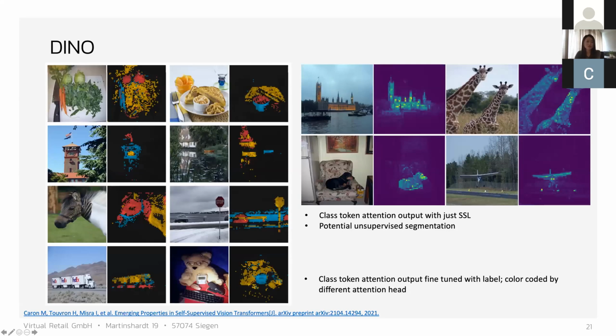Here are some attention maps. In the second column here, you will see different color codes. Each color represents the attention produced by one self-attention head. On the right side is also the same thing, just with different color coding. So it's already giving you quite good details about the objects in the scene.